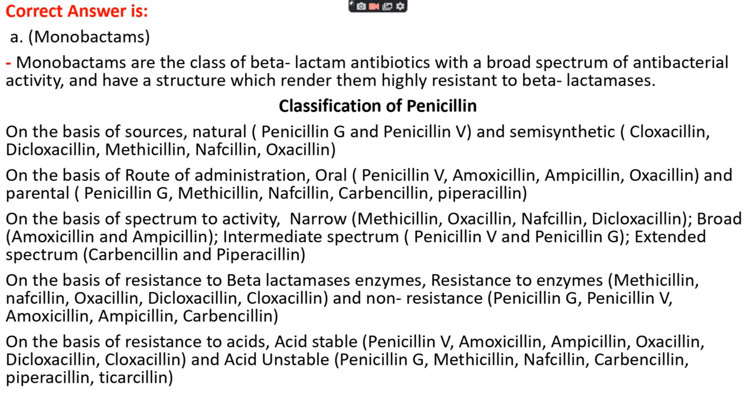Okay, on the basis of resistance to beta lactamase enzyme, resistant penicillins may include methicillin, nafcillin, oxacillin, dicloxacillin, cloxacillin, while non-resistant ones may include penicillin G, penicillin V, amoxicillin, ampicillin, carbenicillin, etc. On the basis of resistance to acid, acid stable penicillins may include penicillin V, amoxicillin, ampicillin, oxacillin, dicloxacillin, cloxacillin, while acid unstable penicillins may include penicillin G, methicillin, nafcillin, carbenicillin, piperacillin, and ticarcillin.